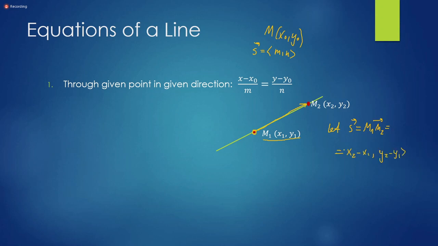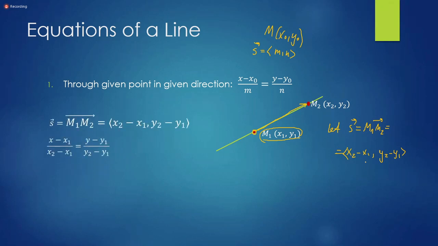Now, if we simply take the first equation and put in, instead of x0, y0, the coordinates of point m1, because after all it is a point on the line, and instead of the vector mn, the vector from m1 to m2 that works as the direction vector, what would the equation look like?